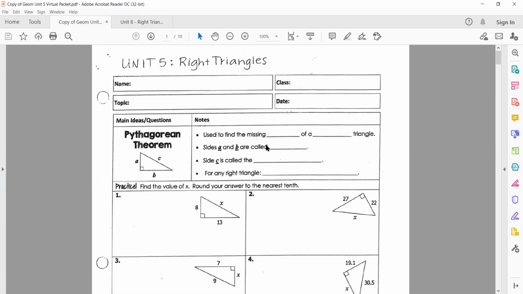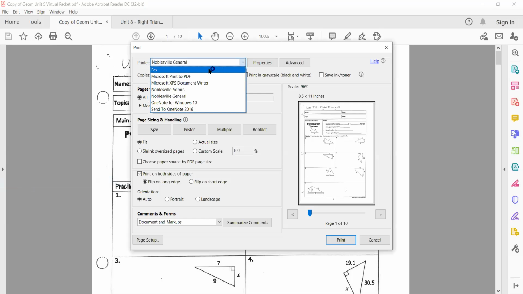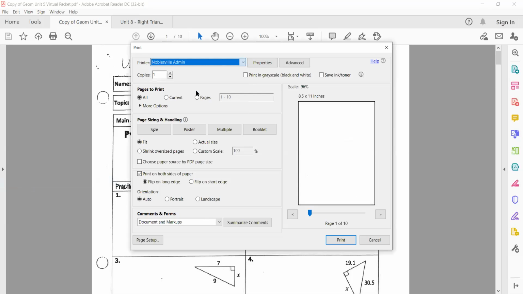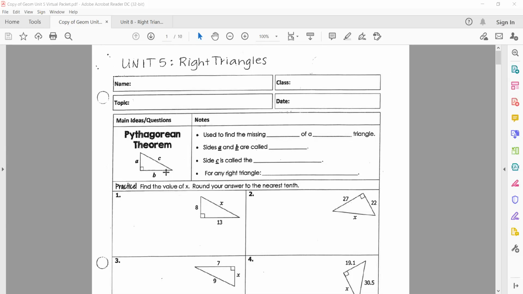So if you put that little square in the corner, print this real quick. Put that little square in the corner of your right triangle, you're going to be able to see it points directly at side C, which is the hypotenuse.